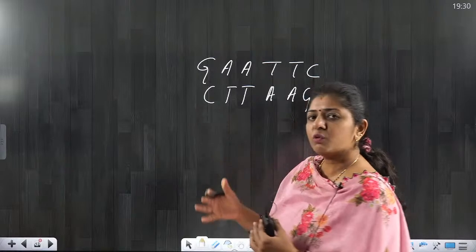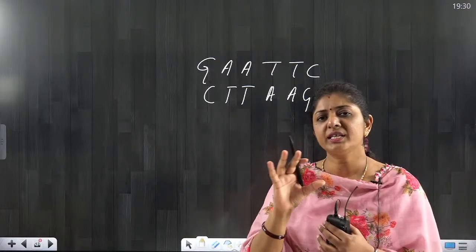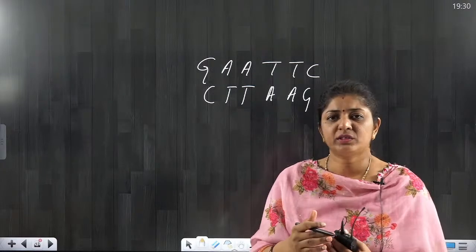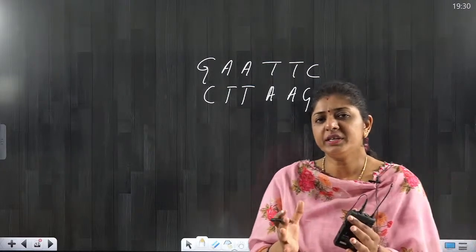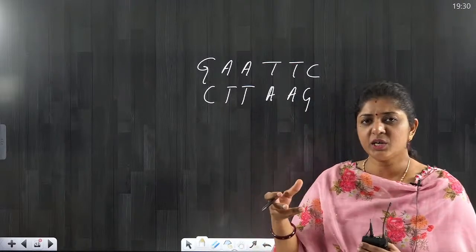GAATTC. Why am I writing it twice? Because you know that DNA is double stranded. We have to see that sequence on both the strands. Fine. But how to read that sequence, I will take it later on. But let's see how the enzyme is cutting such a sequence.